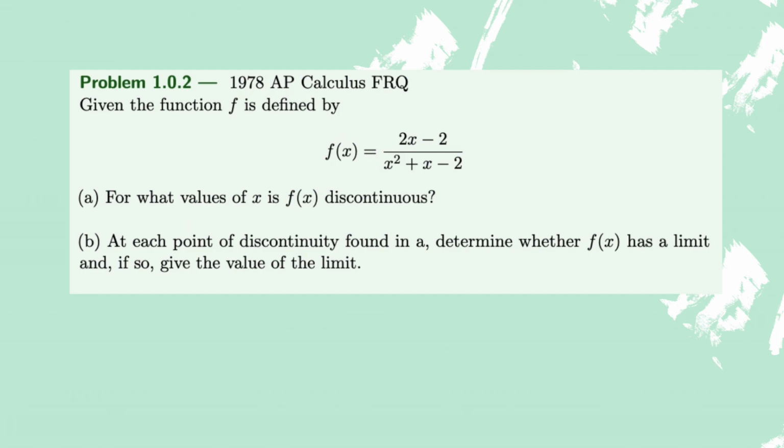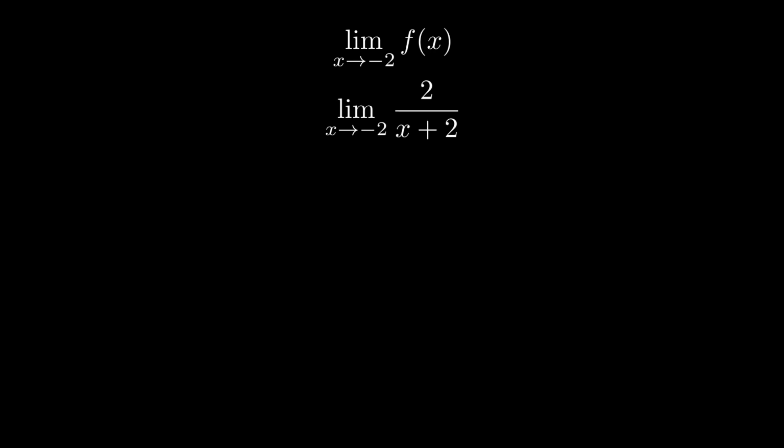So we want to find the limit of f of x as x approaches 1 and negative 2. So to find the limit as x approaches 1, we can simply substitute in 1 into 2 over x plus 2, which is a simplified version of f of x, and we simply get 2 over 3. Now, for the limit as x approaches minus 2, that's where the problem occurs. If we substitute in minus 2 now, we get 2 divided by 0. That's not possible. So now let's find the right-hand limit.